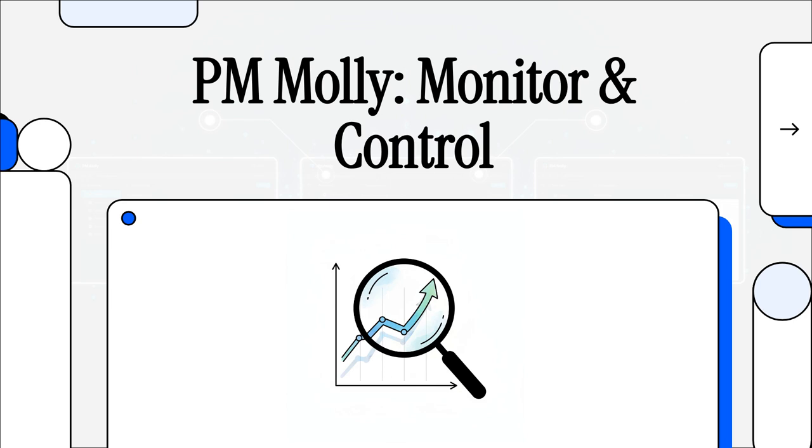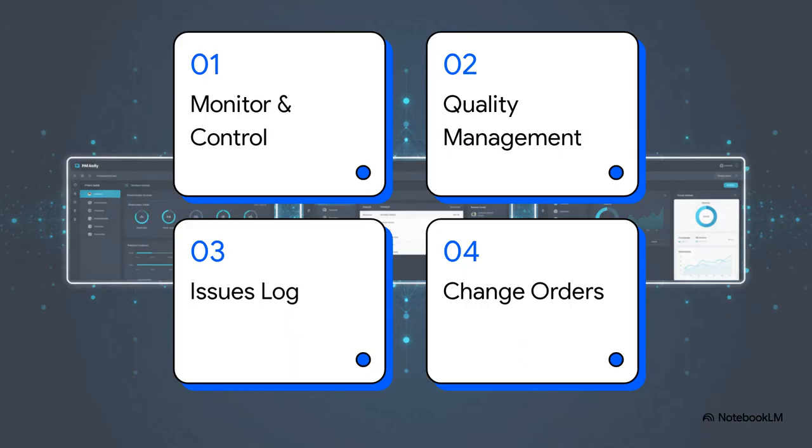Today, we're taking all that high-level project management theory and translating it into flawless, step-by-step software execution. We're going to show you exactly how to use PM Molly to fiercely protect your project baselines and ensure absolute fiduciary accountability from day one until closing. So our walkthrough today is broken down into 4 distinct, highly structured modules: monitor and control, quality management, the issues log, and finally, change orders.